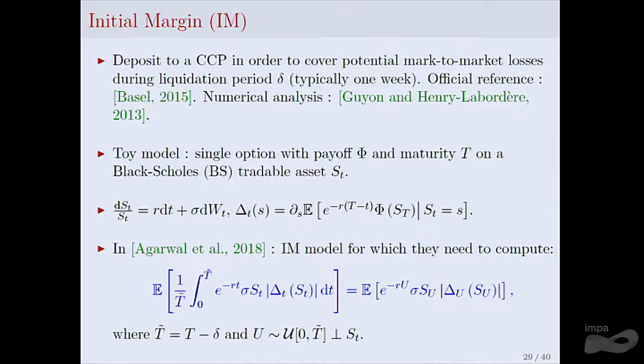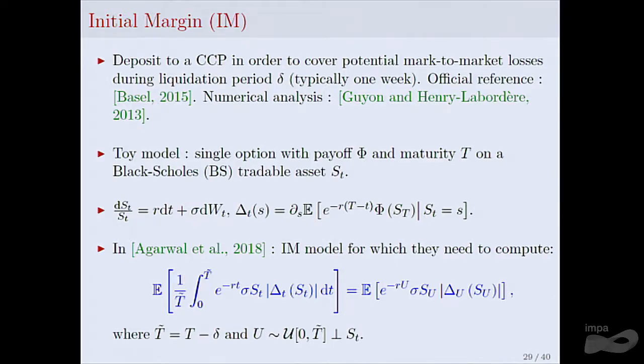The model we're going to look at today is the following. Suppose you have a really simple model. You just have a single option with a payoff of I and maturity T in a Black-Scholes framework. Just notation, the delta is defined as this.